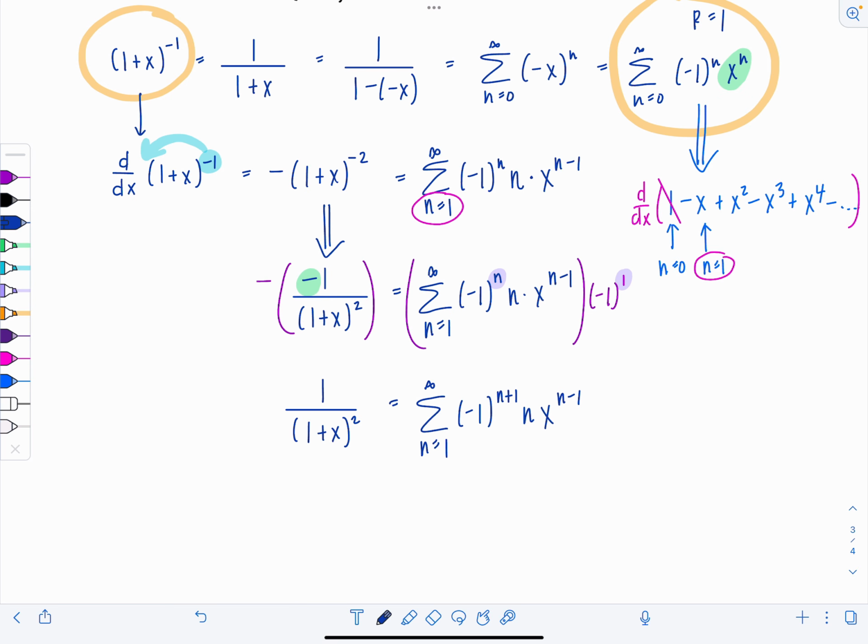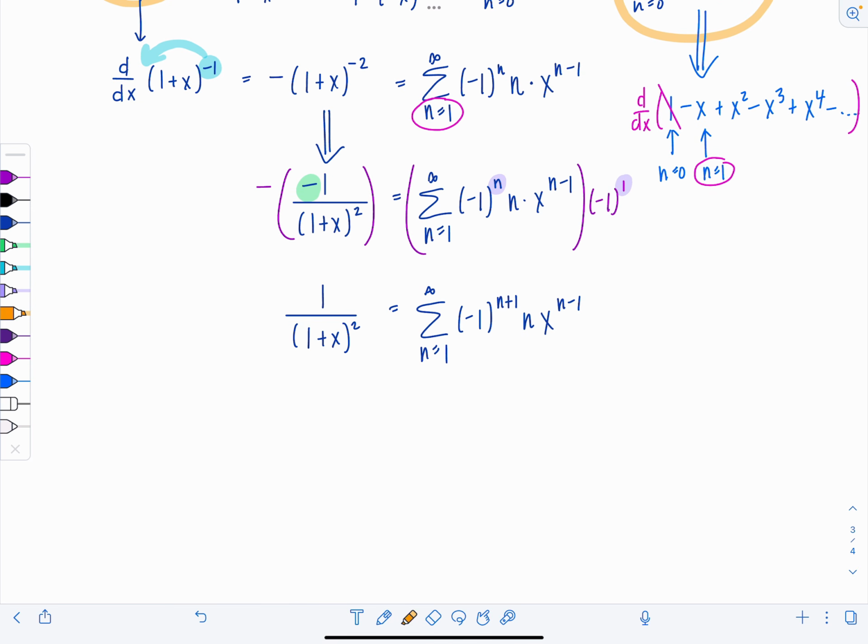if possible. So let's see, if I want to make this n instead of n minus 1, I want that to go up by 1. So if I want this expression to go up by 1, I need to start the sum 1 lower. So I'm going to start at n equals 0 to infinity, and then now all of the n's become n plus 1's. So then I have n plus 1 plus 1, n plus 1, x to the n plus 1 minus 1.